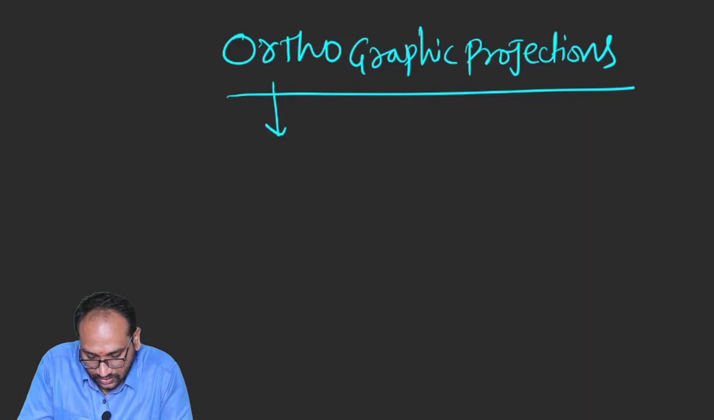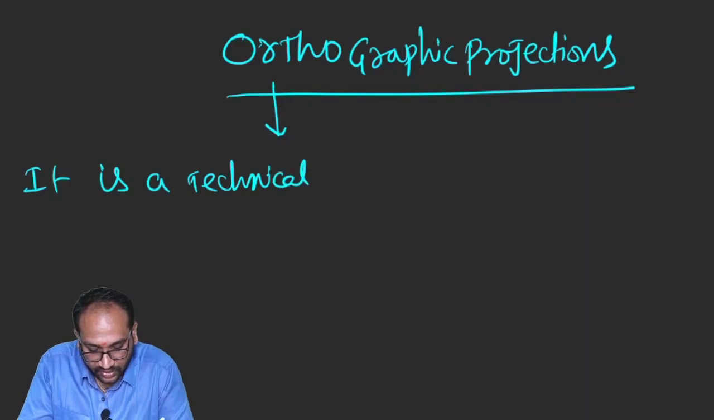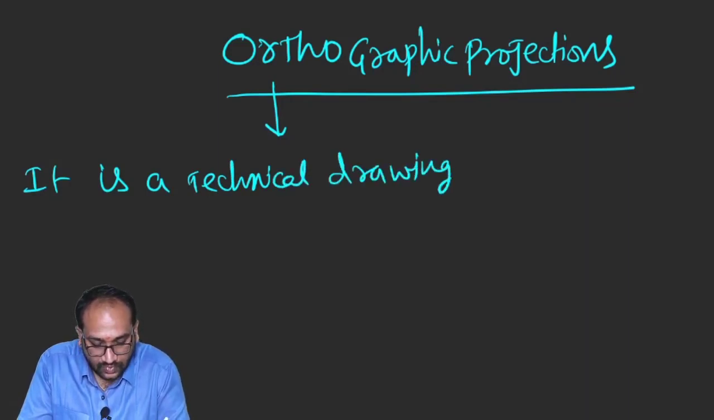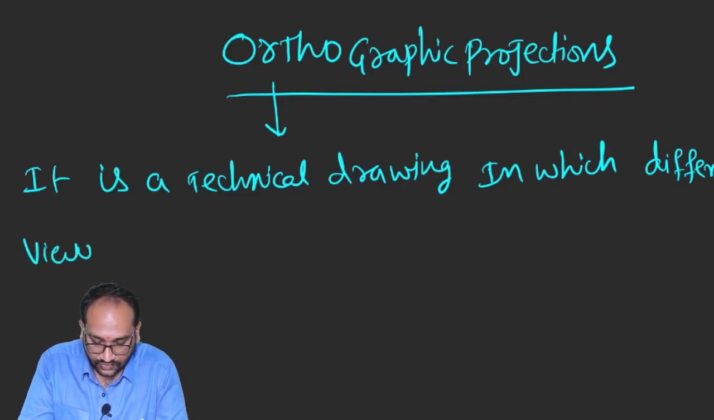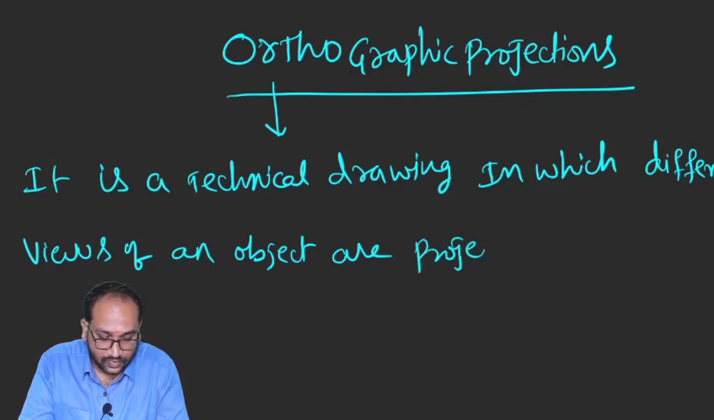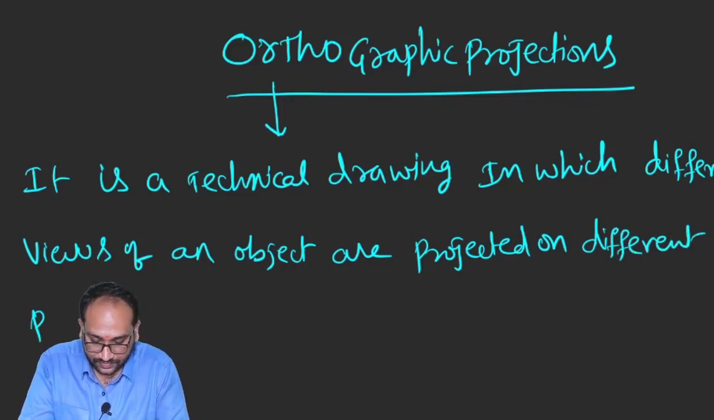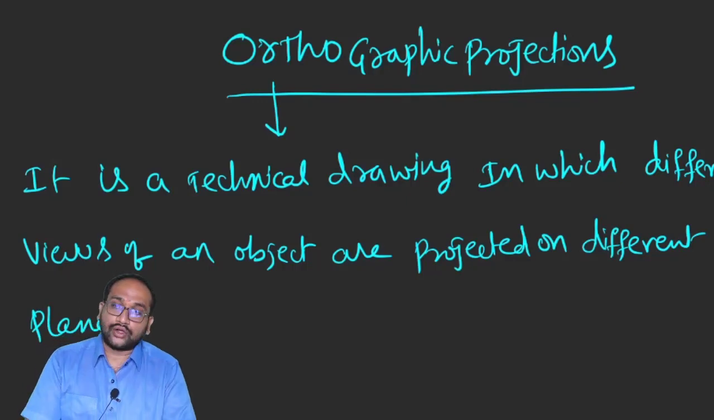Orthographic projections. It is a technical drawing in which different views of an object are projected on different planes.